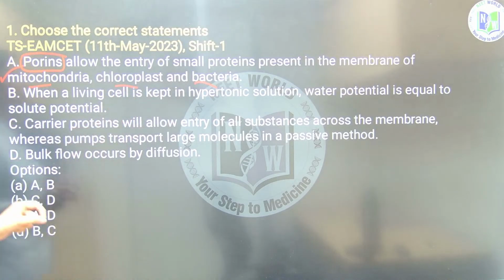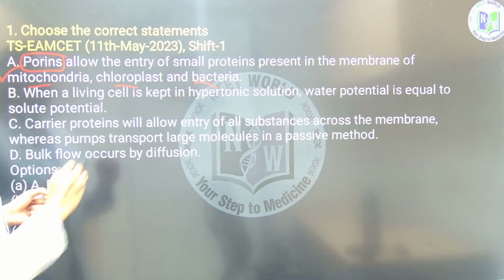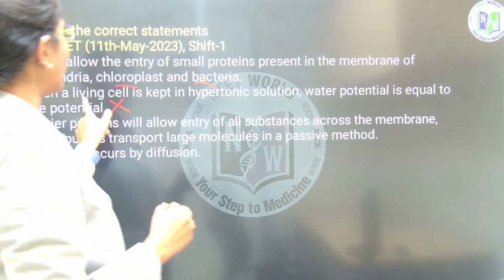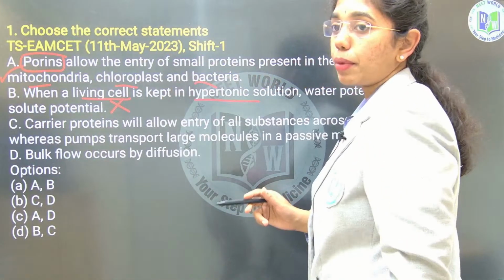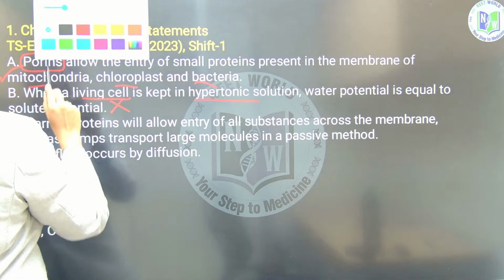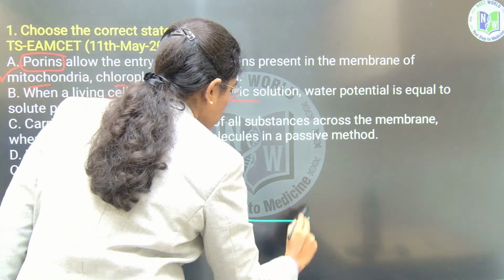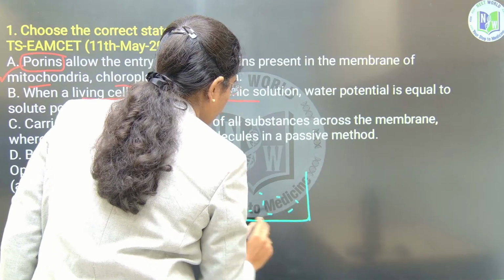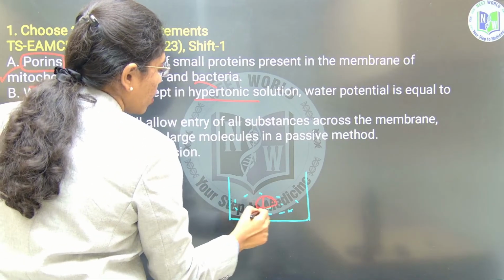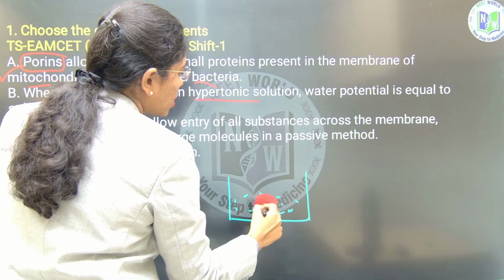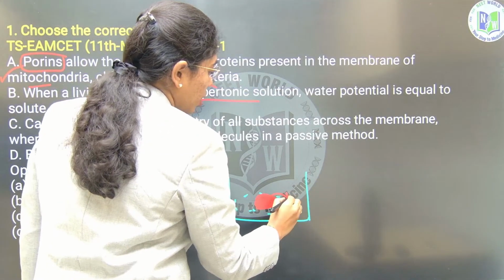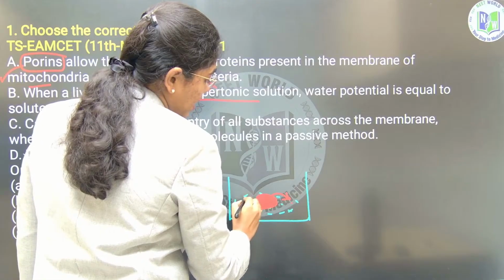When a living cell is kept in hypertonic solution, water potential is equal to solute potential. Wrong. Water potential is not equal to solute potential when a living cell is placed in hypertonic solution. What happens when a living cell is placed in a hypertonic solution? Look here carefully. Let us suppose this is a hypertonic solution into which a cell is placed. After a certain period of time, water molecules will move away from the cell, as it is the hypertonic solution.